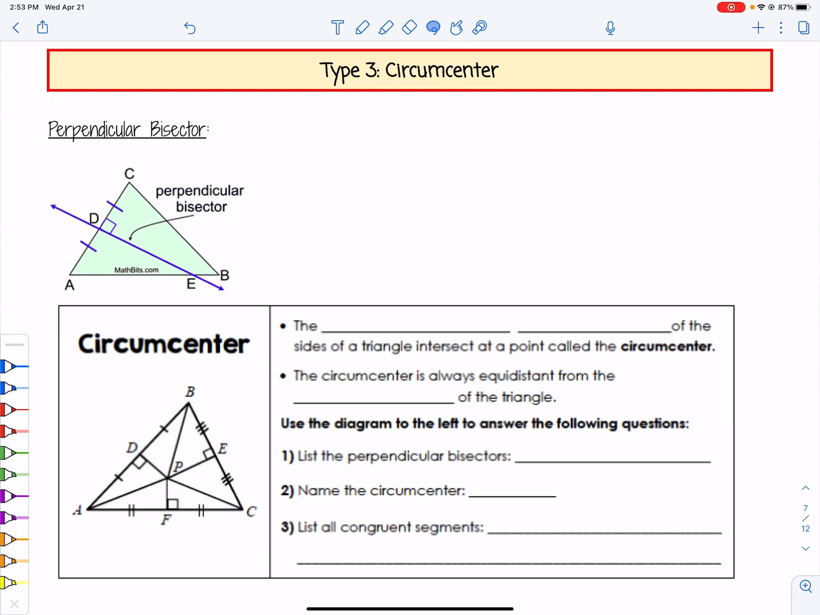In this video, let's take a look at circumcenter. It's a special type of center of a triangle. The perpendicular bisectors of the sides of the triangle intersect at a point called the circumcenter. So let's fill that into our notes.